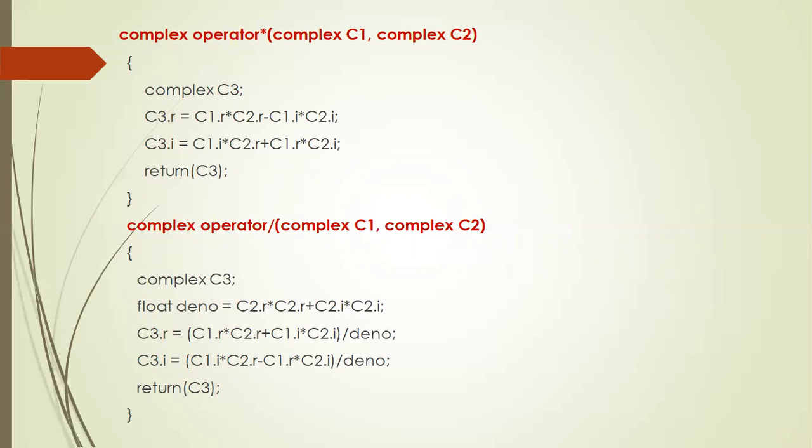Denominator value: float deno equals real part of C2 into real part of C2, that is C2.R into C2.R, plus imaginary part of C2 into imaginary part of C2, C2.I into C2.I.